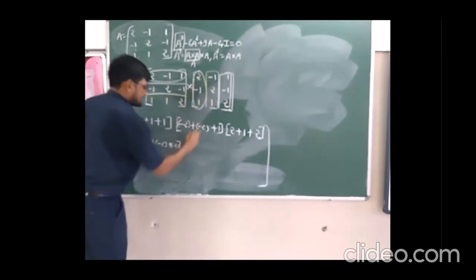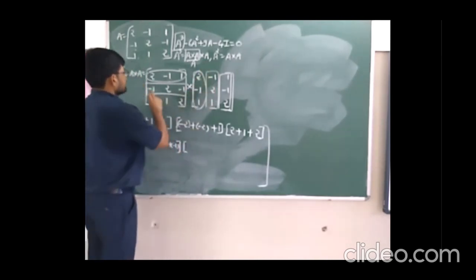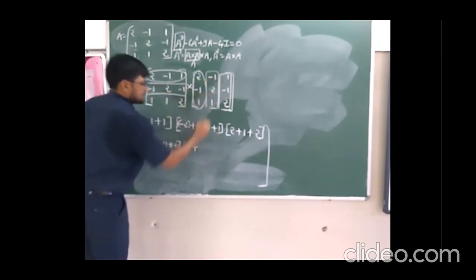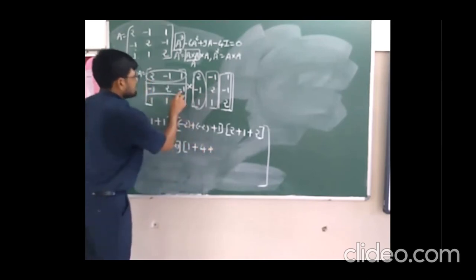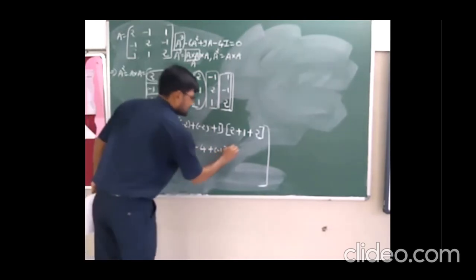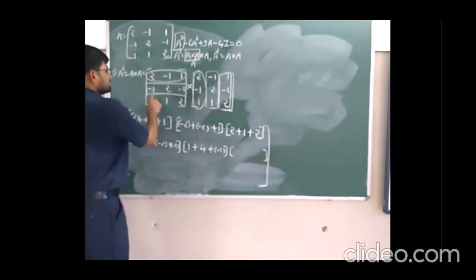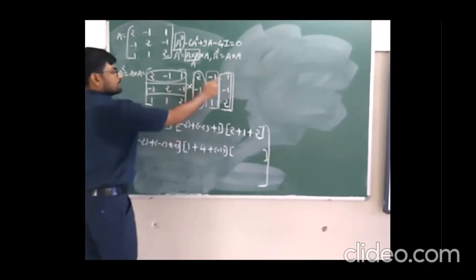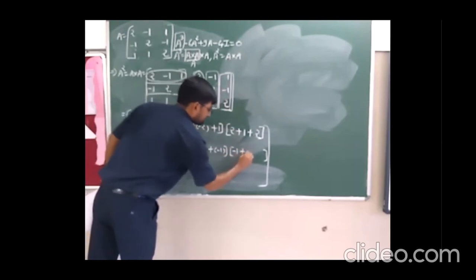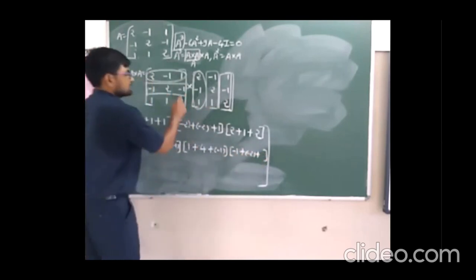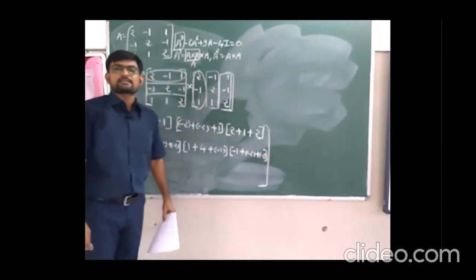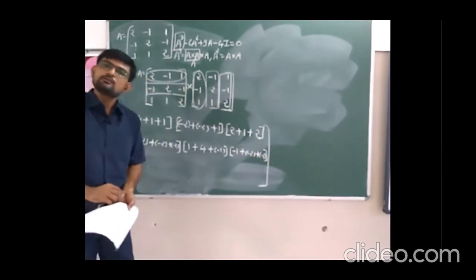Then second row second column, first element into first element, minus into minus plus, second element into second element, 2 twos are 4, plus third element into third element, minus into plus minus 1. Then again first element into first element, minus 1, plus second element into second element, minus 2, plus third element into third element, that is minus. So this is what the multiplication of second row with all columns.